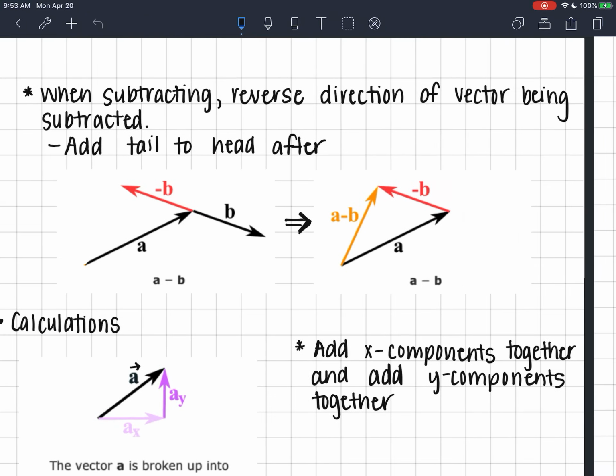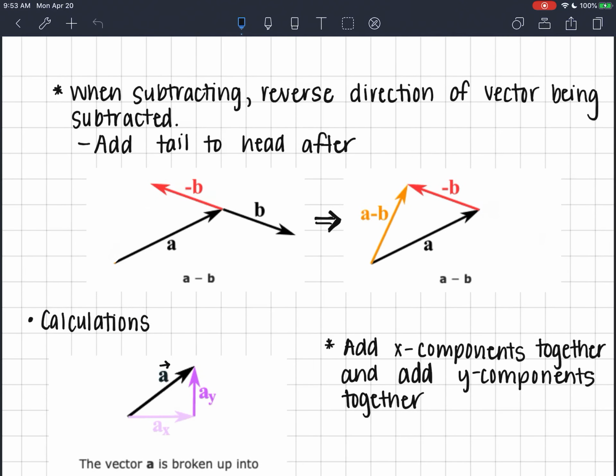Now when we're subtracting, we have to do something a little bit wonky. We have to reverse the direction. I'm going to highlight that because it's very important. We have to reverse the direction of the vector that's being subtracted. After we reverse the direction, we just still add tail to head. It's the same process. It's really just the reversing of the direction that's a little bit different.